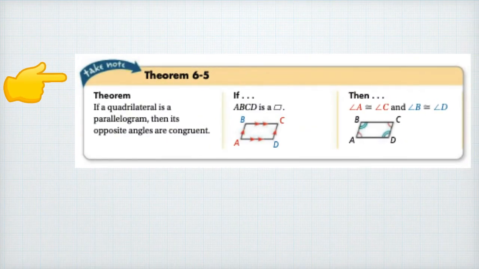Okay, so let's have Theorem 6-6. If a quadrilateral is a parallelogram, then its opposite angles are congruent. So meaning to say, angle A is congruent to angle C, and angle B is congruent to angle D. So this is the meaning of Theorem 6-6.